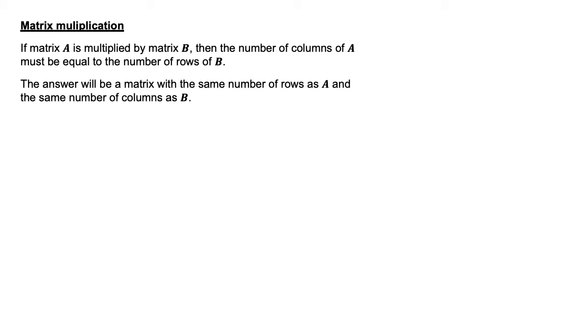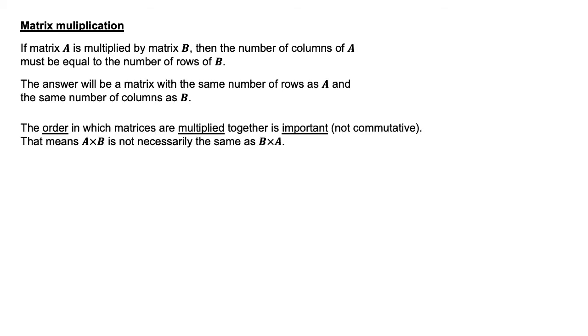So first off again, in A, the number of columns must match the number of rows of the second matrix to be able to multiply them. And then the final answer is the number of rows in the first by the number of columns in the second. Now, what's interesting about matrix multiplication is they are what we call not commutative.